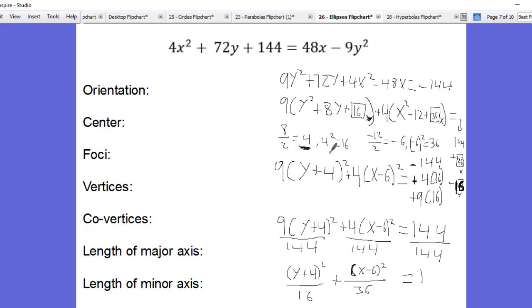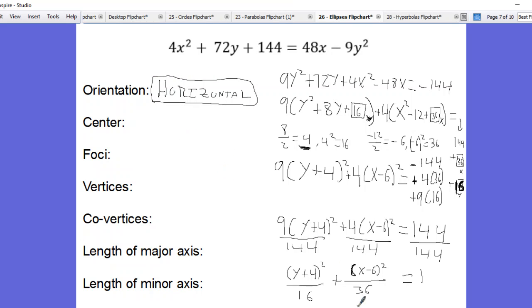When I added this, my first step of completing the square, I always add that term to my y or x term to find what my perfect square is. And now what we can see is that, first of all, is the denominator larger under the x term or the y term? X term. So our orientation is horizontal.